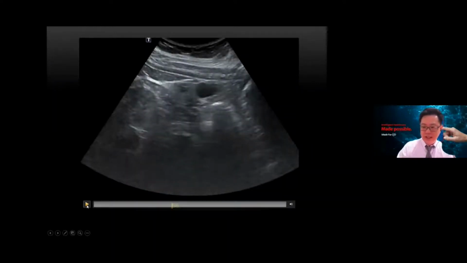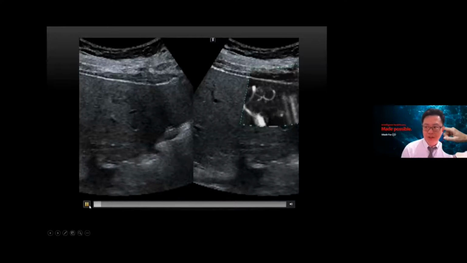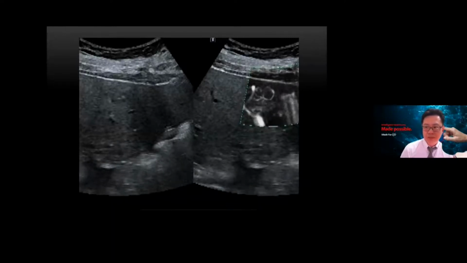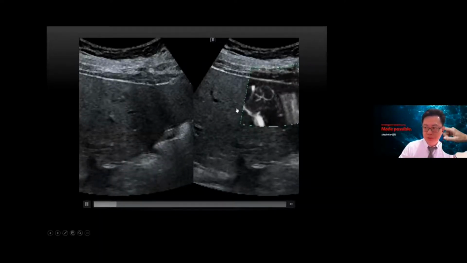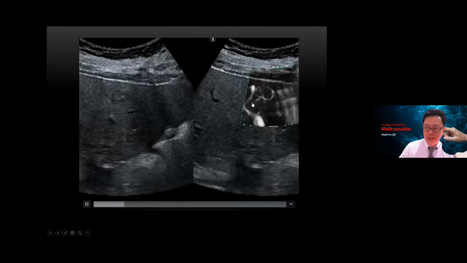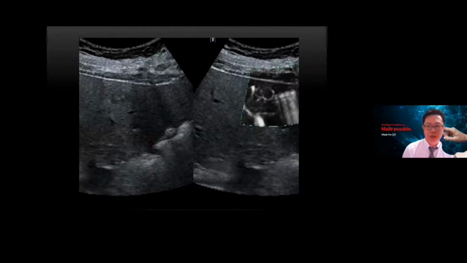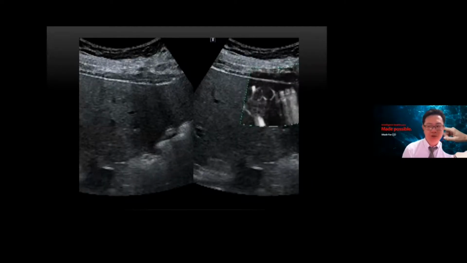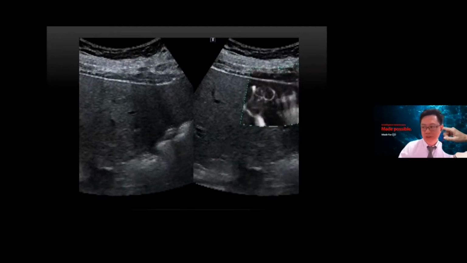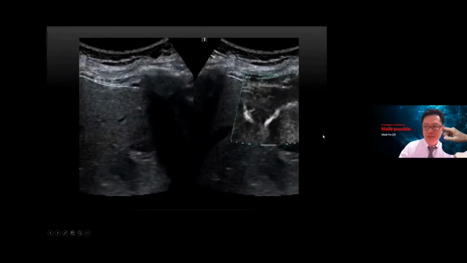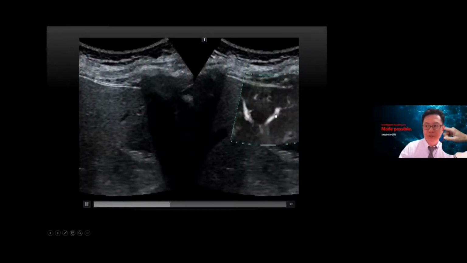In the other case, for the typical flow pattern of SMI, this one is a hypoechoic nodule. If we use the SMI, we see the spoke wheel pattern of the nodule. This is a typical one for FNH, or focal nodular hyperplasia. So this one again is quite typical of the flow pattern.